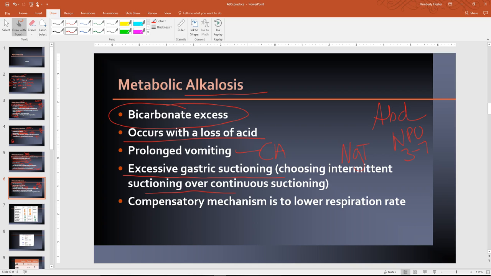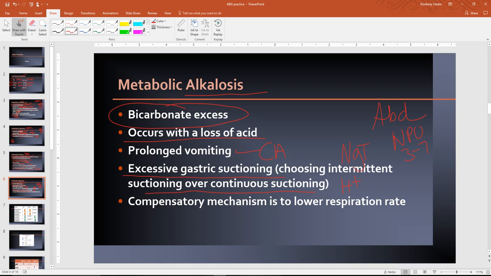But what happens is continued suction over time suctions out your gastric juices. And your gastric juices have an acidic nature, because it kills off bugs that we eat. Gross, but we do actually eat a lot of bacteria, and all of that needs to be killed off before it gets absorbed into the system. So when you're suctioning off those gastric juices, which are high in hydrogen ions, which is an acidic nature, it's going to reduce the amount of acid overall in the system.